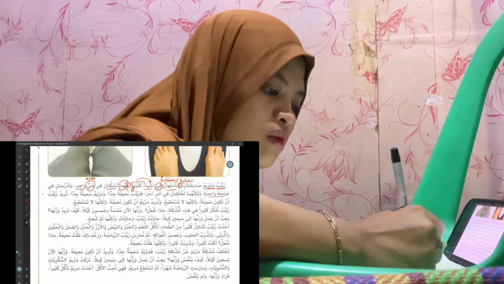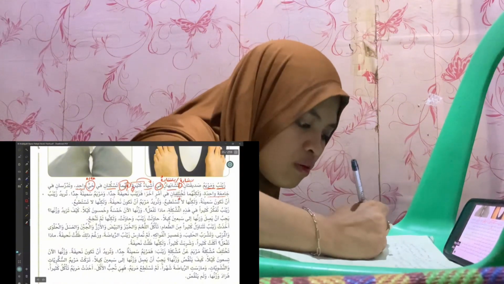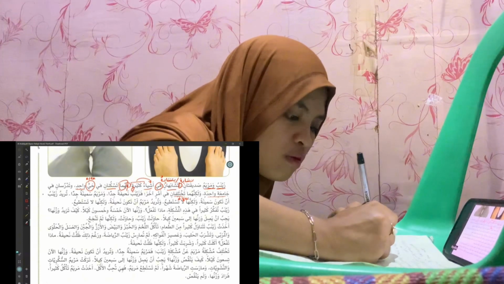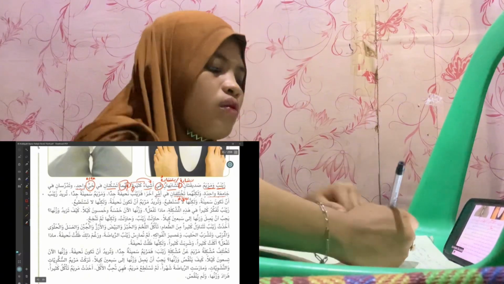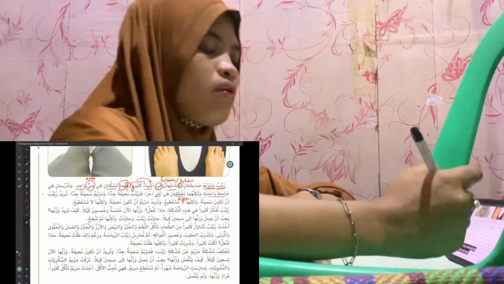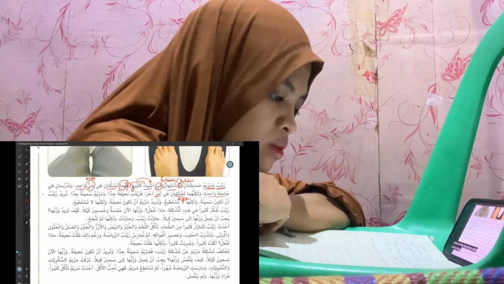ولكنهما, but they two, تختلفان, they differ. Okay, they differ. They differ in what? في أمر آخر. Amr is matter, like issue. آخر is other. Okay, so basically it's saying they differ in other matters, other issues. So they're similar in a lot of things. Like they live in the same place, they study in the same university, but they differ in other things. Okay.